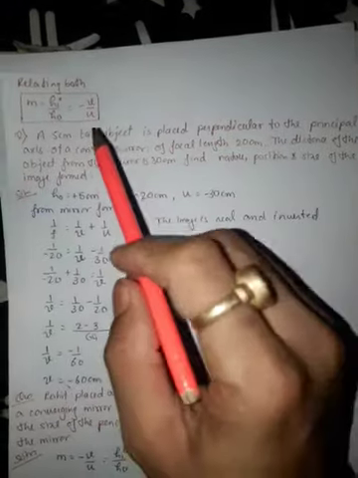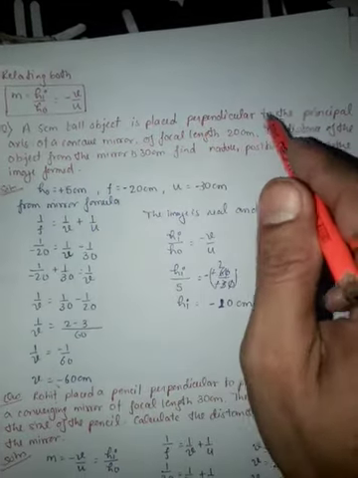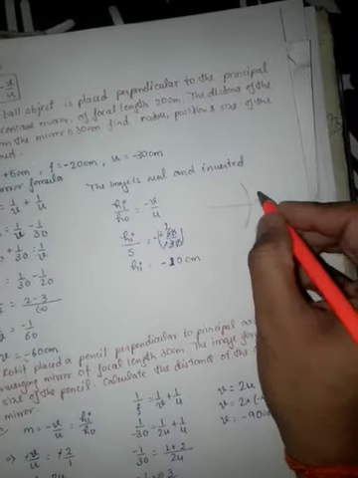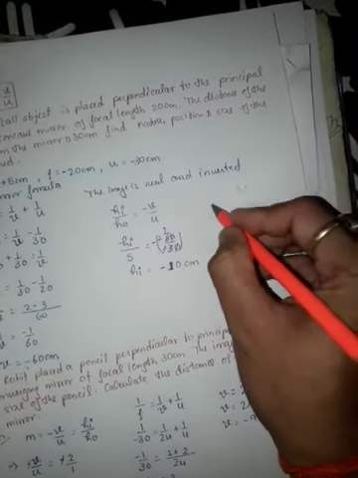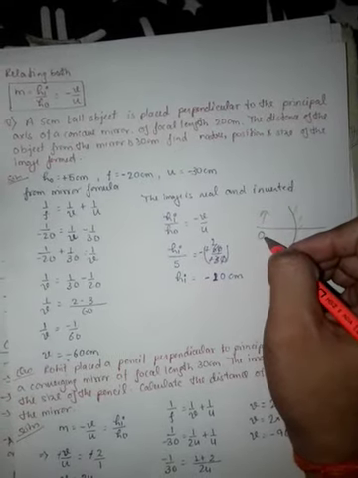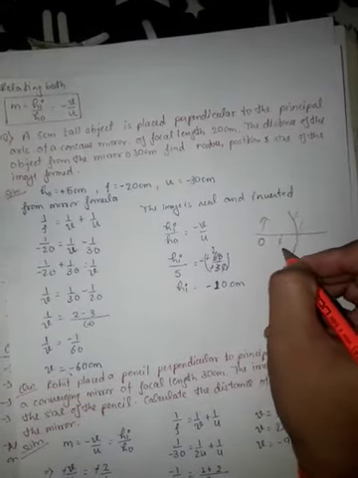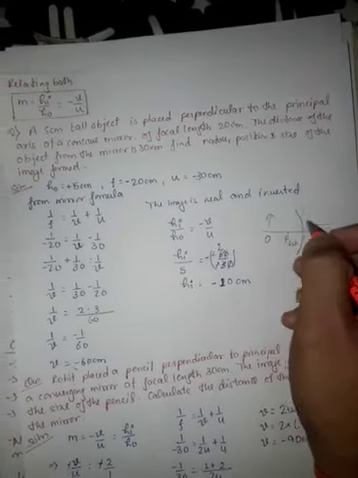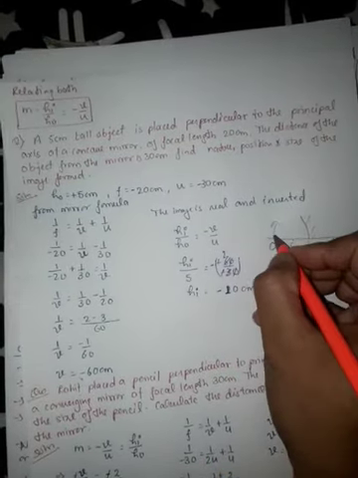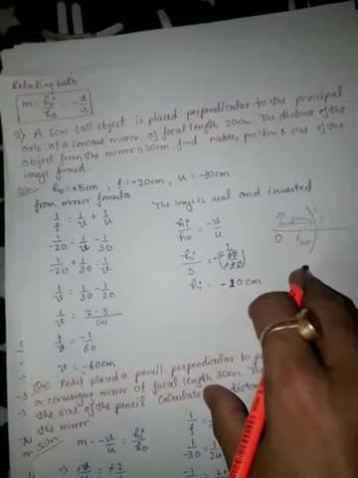See, the question says a 5 centimeter tall object is placed perpendicular to the principal axis of a concave mirror. This is your concave mirror and the 5 centimeter tall object is placed. This is the object, placed in front of a concave mirror of focal length 20 centimeter. Let the focal length be here, and this is 20 centimeter. The distance of the object from the mirror is 30 centimeter. This distance is given as 30 centimeter. Find the nature, position and size of the image.